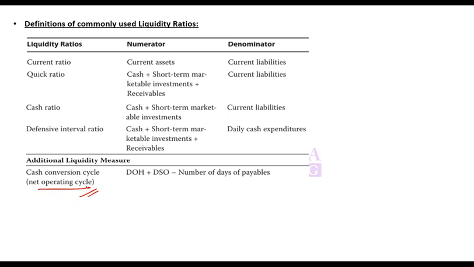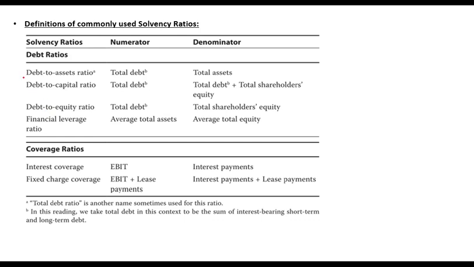Cash conversion cycle is the net operating cycle, which we just discussed. Remember the difference between operating cycle and net operating cycle. When you are asked to calculate the operating cycle, only take this. When you are asked to calculate the net operating cycle, then take all of it. Make sure you read the question right. Solvency ratios we already discussed. Coverage ratios we discussed earlier in the cash flow statement, in which we discussed that interest coverage is cash flow from operation plus interest plus tax divided by interest payment.